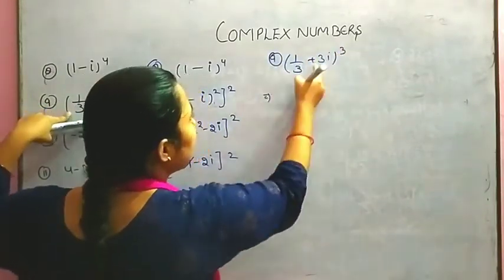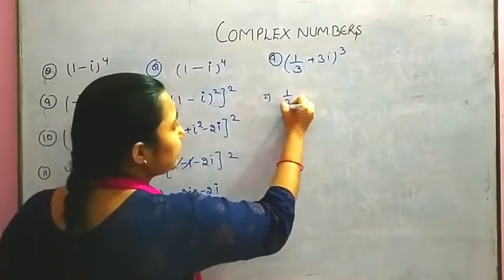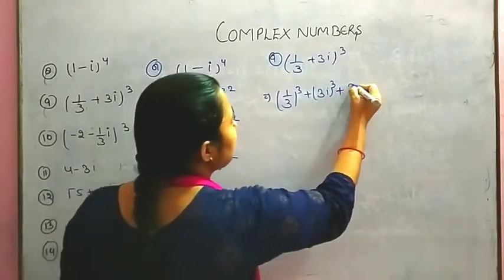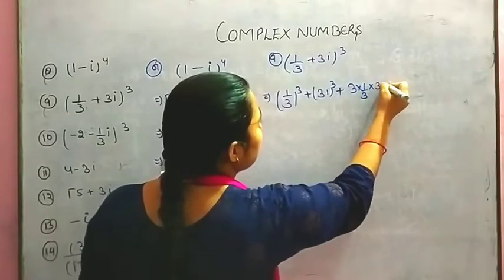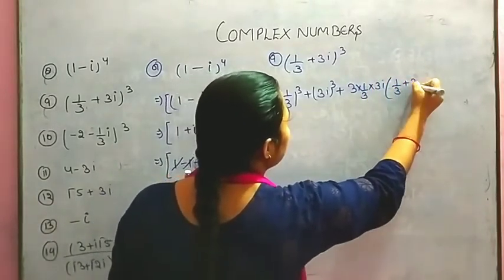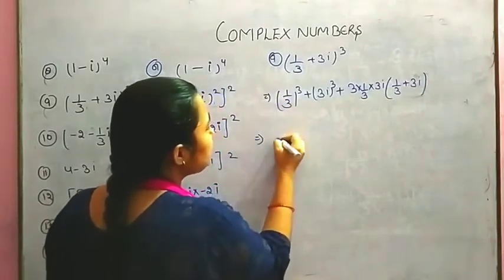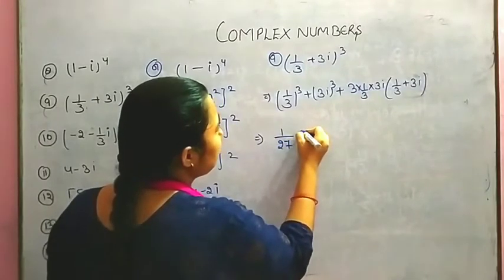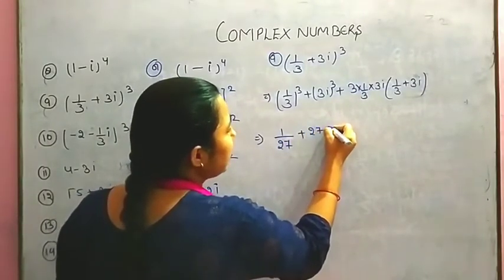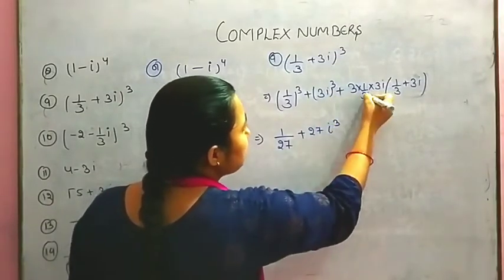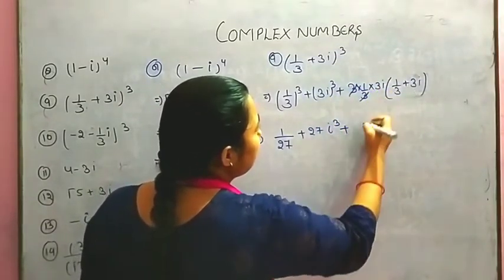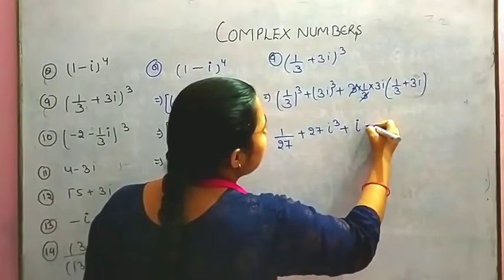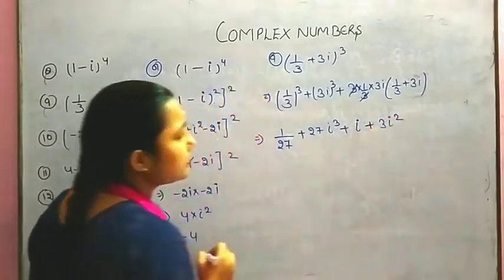Just apply the whole cube identity. This is a cube plus b cube plus 3ab (a plus b). Now solve this. 1 upon 3, cubed is 1/27, plus 27 i cube. We get i cube. 3 and 3 will be cancelled out. 3i multiplied by this, we get 3 and 3 cancelled out, only i here. Now 3i multiplied by 3i, we get plus 3i square.